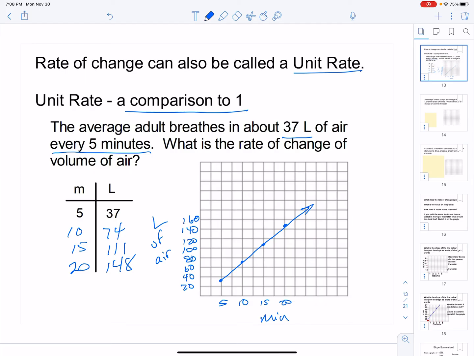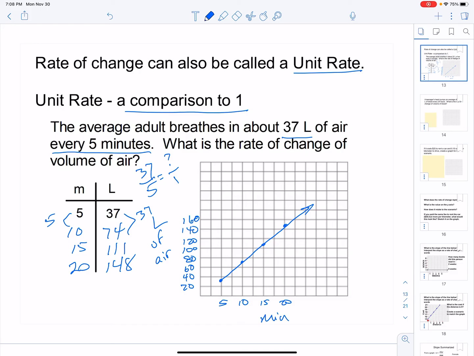So what we want to figure out is what the y-intercept would be. Based on our information here, what could be our slope? We know that this right here is 37, and this right here is 5. So our slope is 37 over 5, but what I want to know is how many liters of air I would have for only 1 minute.